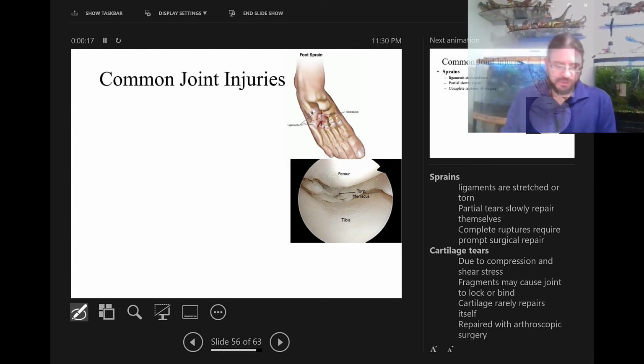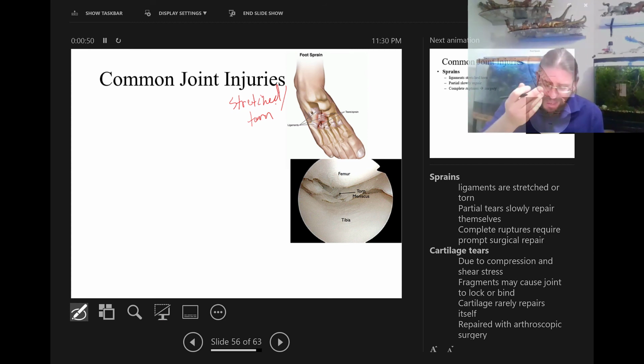All right, on the home stretch, it's time for common joint injuries. So what kind of joint injuries can you get commonly? Sprains happen when your ligaments are stretched or torn. And essentially, healing when it comes to ligaments is a very slow process, and it often doesn't fully heal.